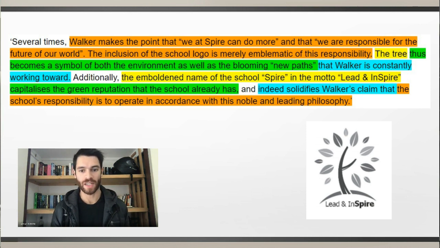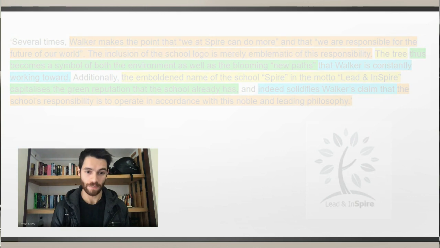The tree thus becomes a symbol of both the environment as well as the blooming new paths that Walker is constantly working toward. Additionally, the emboldened name of the school, Spire, in the motto Lead and Inspire, capitalizes the green reputation that the school already has, and indeed solidifies Walker's claim that the school's responsibility is to operate in accordance with this noble and leading philosophy.